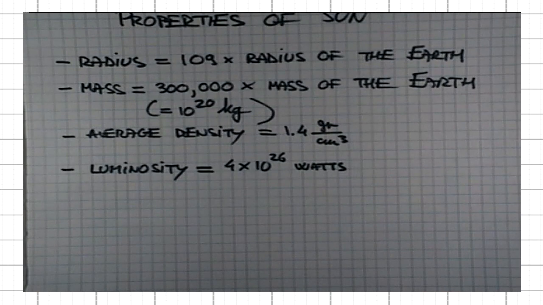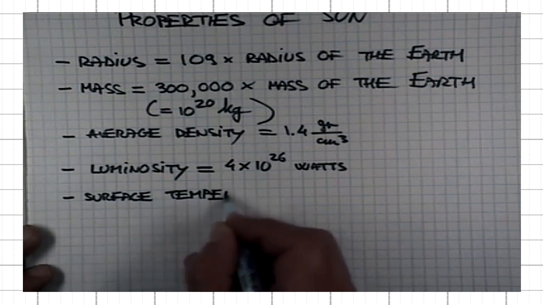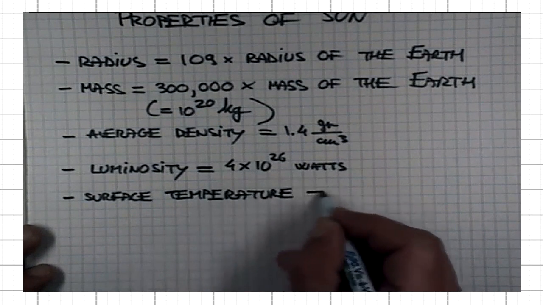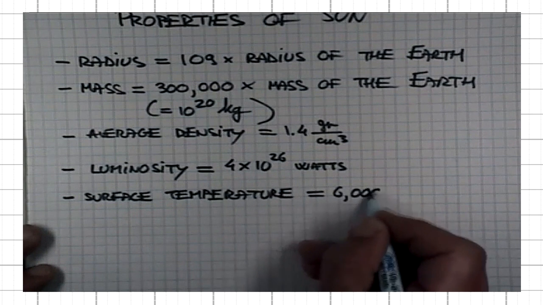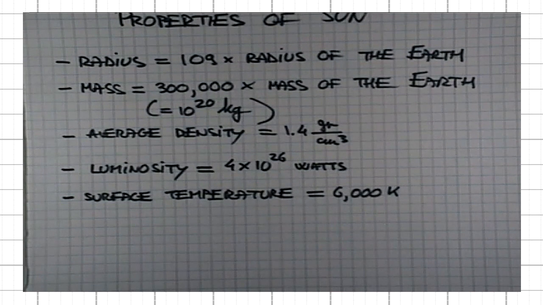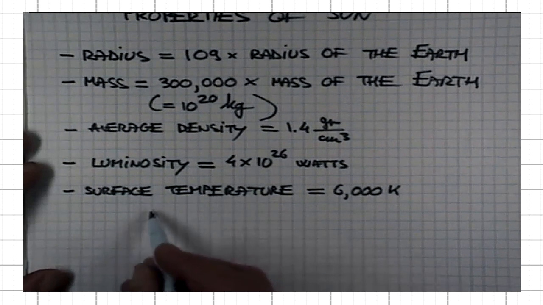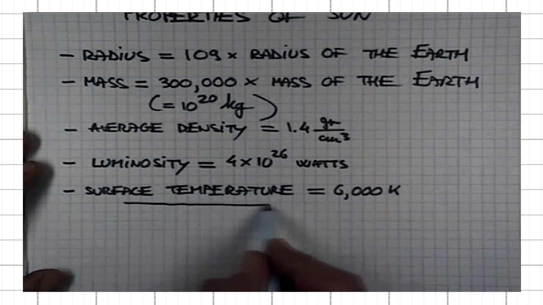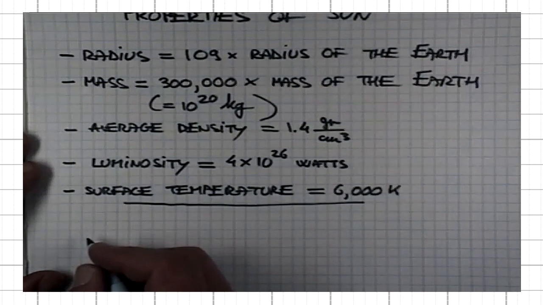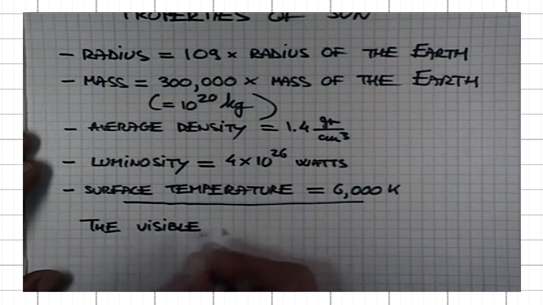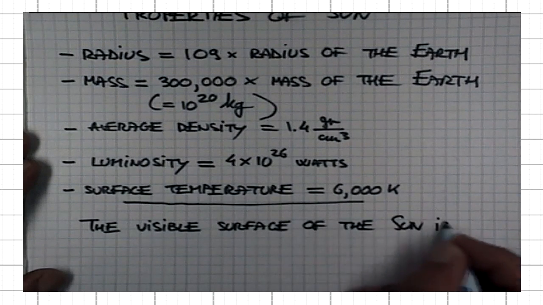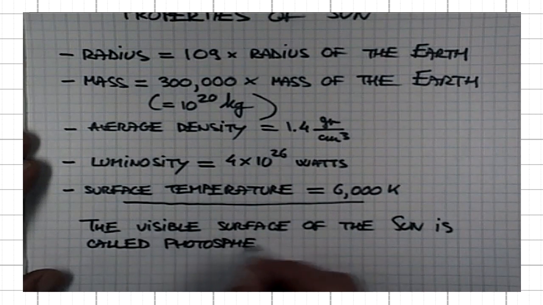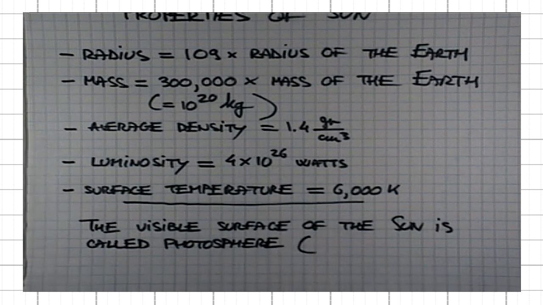Surface temperature is about 6,000 degrees Kelvin. And again, we can determine that, say, using the Wien's law and by analyzing the sun spectrum. As I mentioned before, the visible surface of the sun is called photosphere. Its thickness is only 500 kilometers.